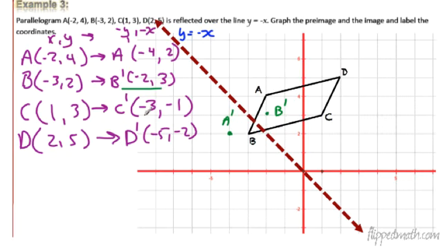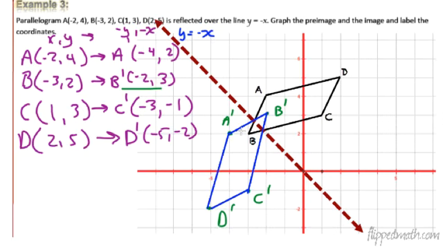C prime, negative 3, negative 1. Negative 1, 2, 3, negative 1. All right, there's C prime. And D prime, negative 5, negative 2. So negative 5, negative 2. There's D prime. All right, so let's use our, all I have is blue. Sorry, people. I wanted the green. But we get the same shape we got before the first time.